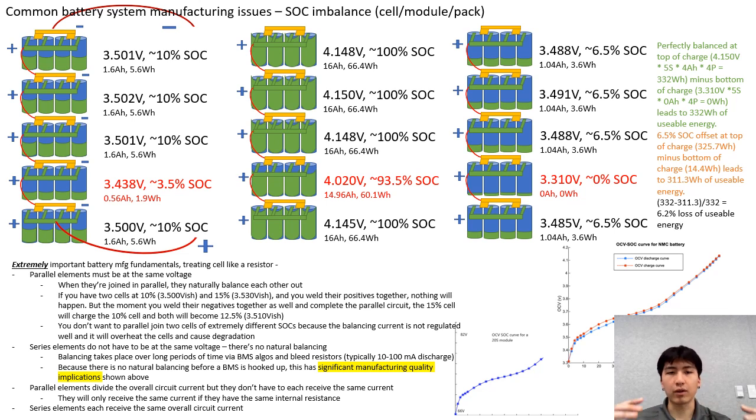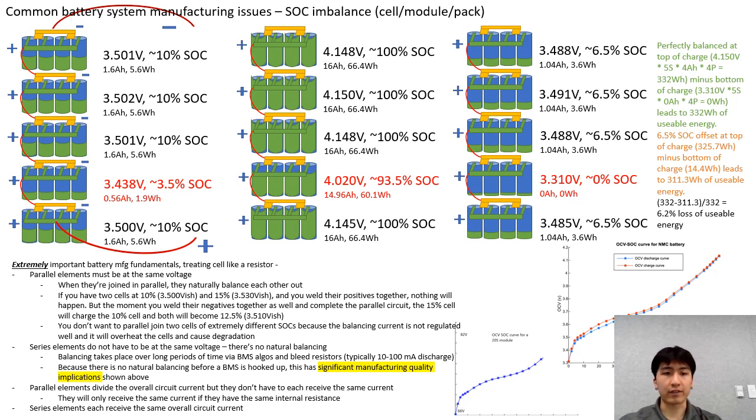By connecting in parallel, I mean the positives are welded to the positives are welded to the positives, and so on until you get to all your cells, and all the negatives are welded to all the negatives, and so on. So all the positives are welded together, all the negatives are welded together. When cells are joined in parallel, they actually naturally balance each other out.